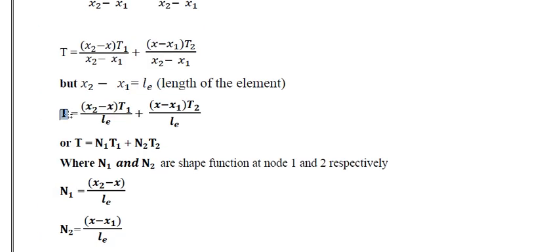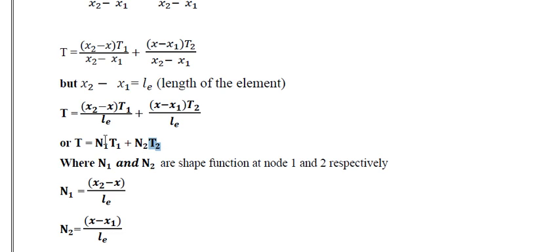The global variable T is equal to x2 minus x by L into T1 plus x minus x1 by L into T2. It is some coefficient into T1 plus some coefficient into T2, where T1 and T2 are nodal temperatures. T is the global temperature. Global temperature is shape function N1 into nodal temperature plus shape function N2 into nodal temperature.